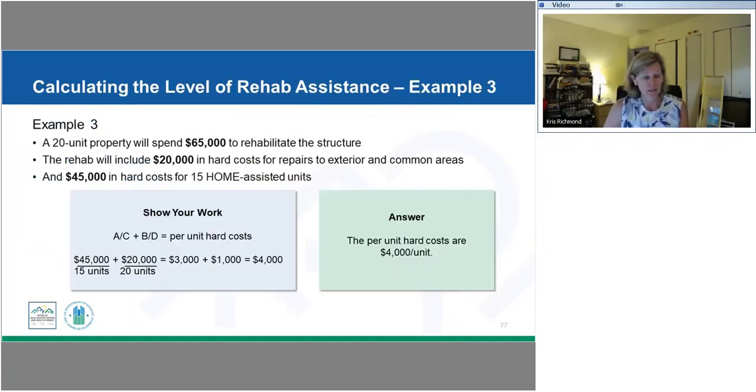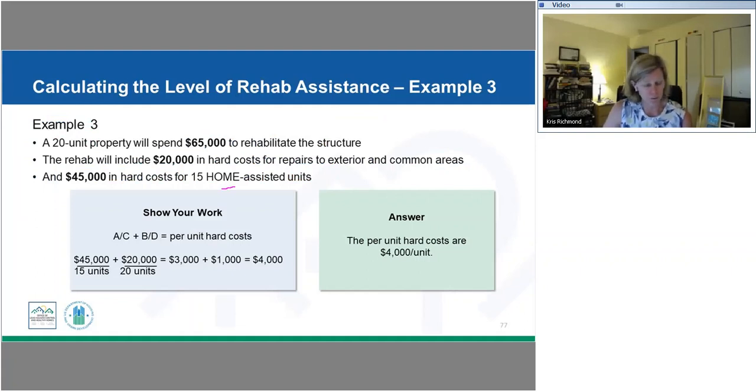All right, so let's try an example here. We have a 20-unit property where they're going to spend $65,000 to rehabilitate the structure. The rehab is going to include $20,000 in hard costs for repairs to exterior and common areas, and $45,000 in hard costs for 15 HOME units. So we have a 20-unit property, and we have 15 HOME units.